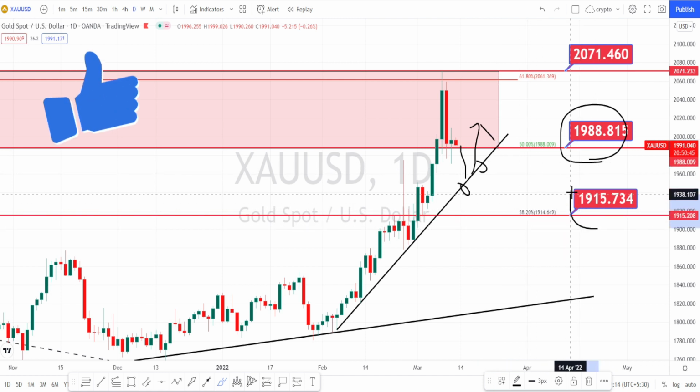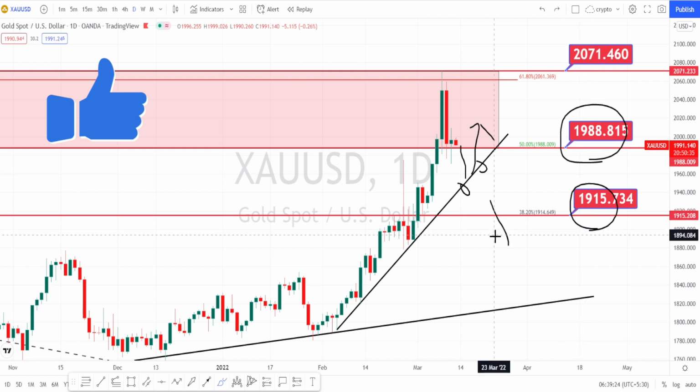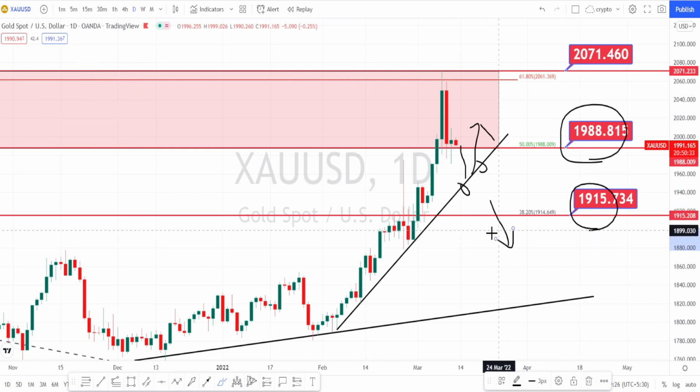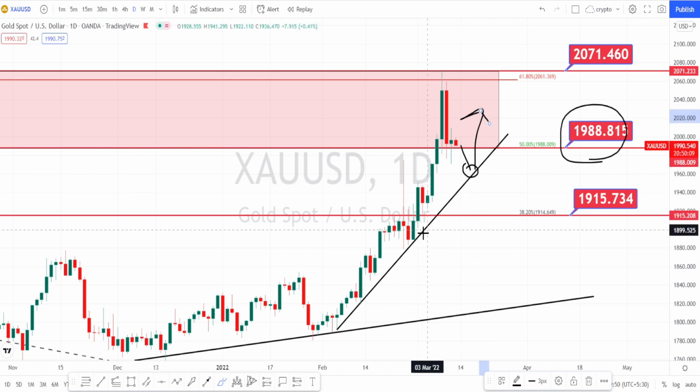Only when it breaks the next level of support, which is around 1915, can we expect a further fall in this currency pair. As long as the price action is trading above this, we can expect a bullish trend reversal to start at any moment. It is still in a very strong bullish trend.